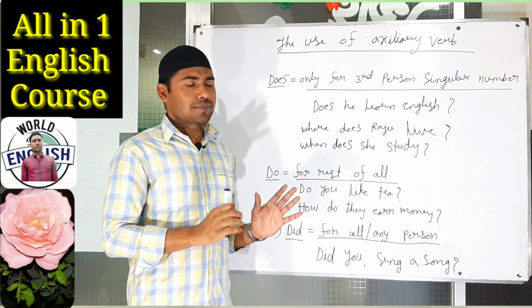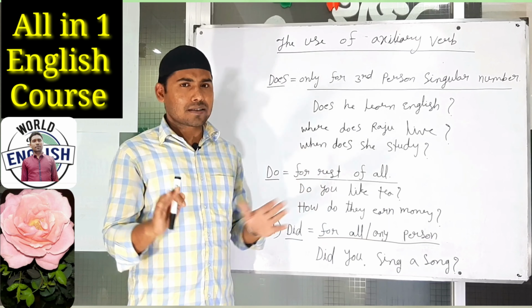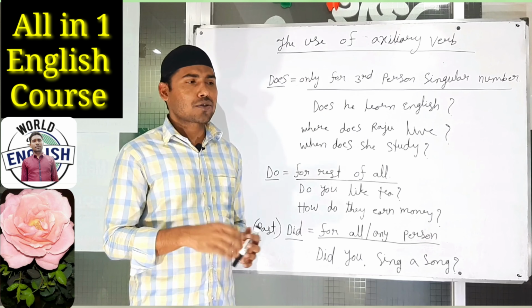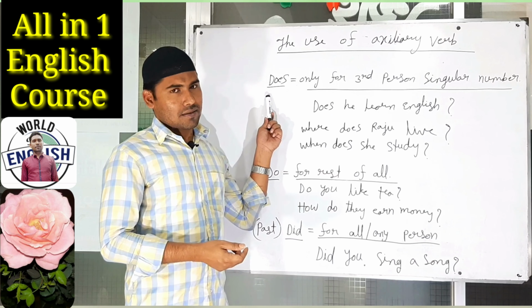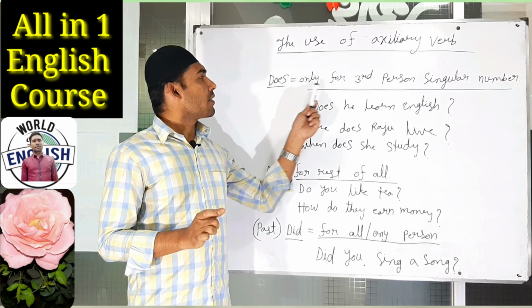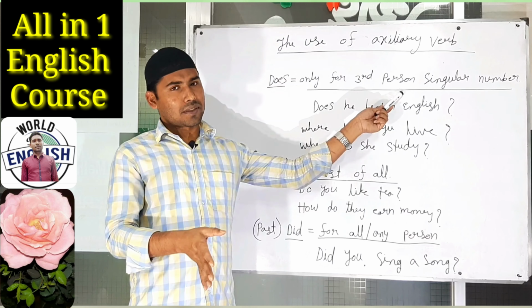So we'll discuss these three auxiliaries separately. Just keep with me to learn the lesson easily and properly. At first, the use of does. Does is used only for third person singular number.